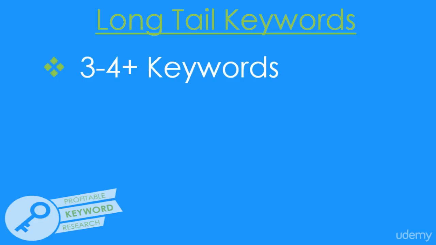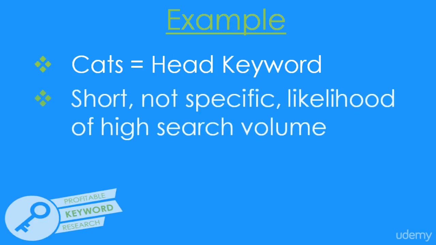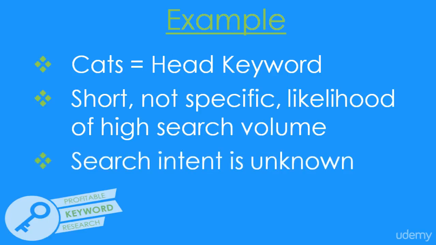So let's look at an example. The word cats would be considered a head keyword. It is very short, it's not very specific, but it's likely to have a high search volume. But it's difficult to determine what the intent of the searcher is. Do they want to buy a cat toy? Do they want to own a cat? Are they looking for information on how to raise a cat? What are they looking for? It's hard to tell. So they typically start to narrow down their search.